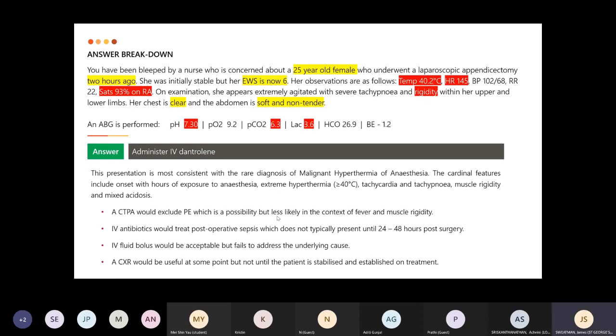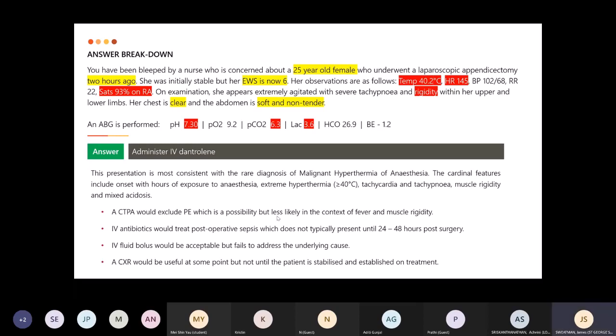And then the ABG shows that she's in a type 2 respiratory failure, although she's got a high lactate. Her bicarbonate is not massively low, and her base excess isn't massively swinging towards a metabolic acidosis. So predominantly, this is probably a respiratory acidosis and a type 2 picture. And the lactate is probably raised because she's just had surgery. She's probably hypovolemic to a certain extent.